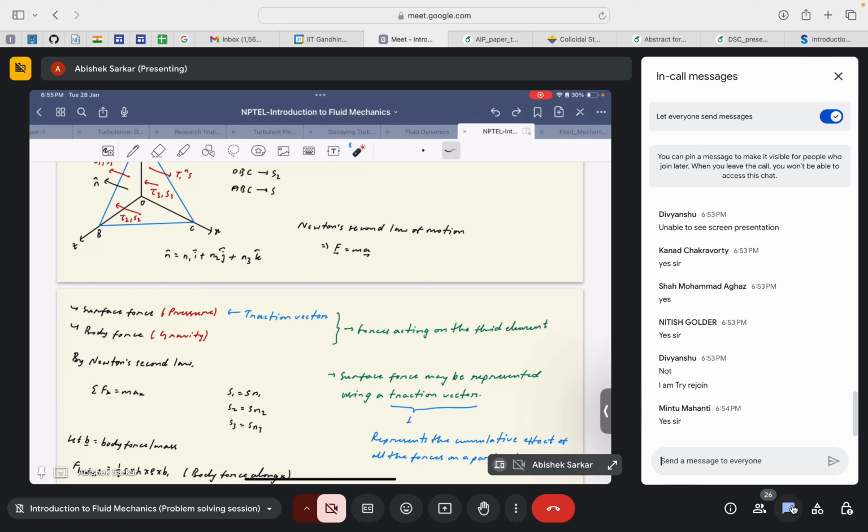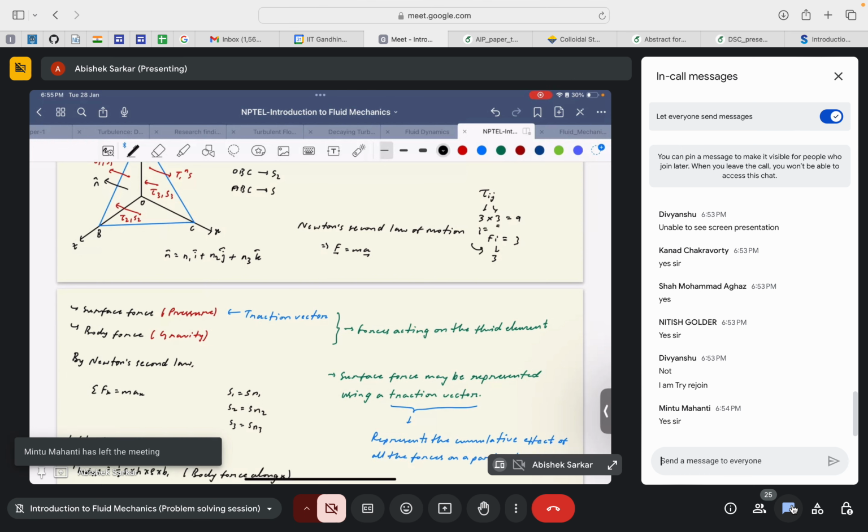Stress is denoted as tau ij. There are two free indices, so in a 3D coordinate system, i can have 3 components and j can have 3 components, so 3 cross 3, a total of 9 components. But force is a vector quantity, so it has only 3 components. So we need to find the contribution of these other 3 components along the direction of a particular i, which will give us the force along that direction. That's where the concept of the traction vector becomes relevant.